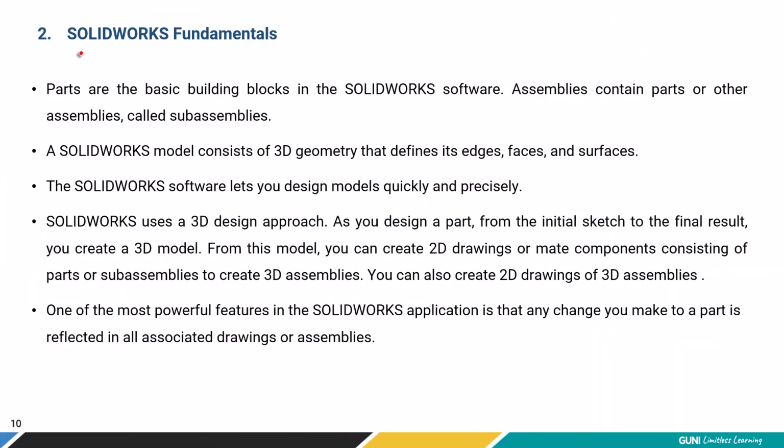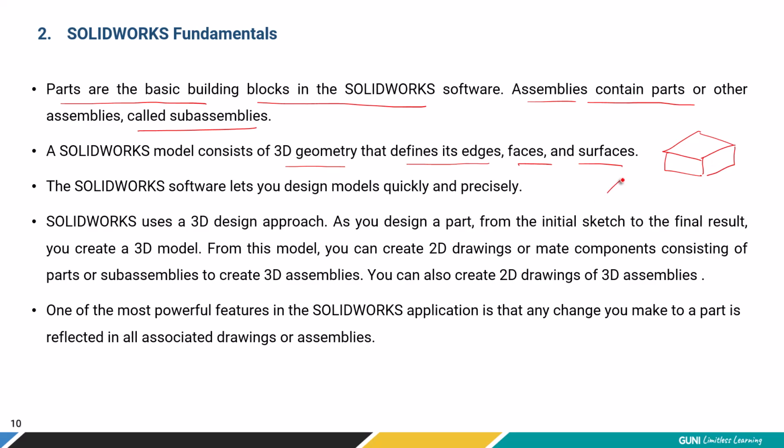Now let's discuss the fundamentals of SolidWorks. Parts are the basic building blocks in SolidWorks. An assembly contains parts or other assemblies called subassemblies. A SolidWorks model consists of 3D geometry that defines its edges, faces, and surfaces. Let's say you want to create a block like this. First you need to draw the rectangle, which is a geometry, and then you have to extrude in the vertical direction. So in SolidWorks, sketching is very important. You have to use your 2D geometry to create the 3D solid model.